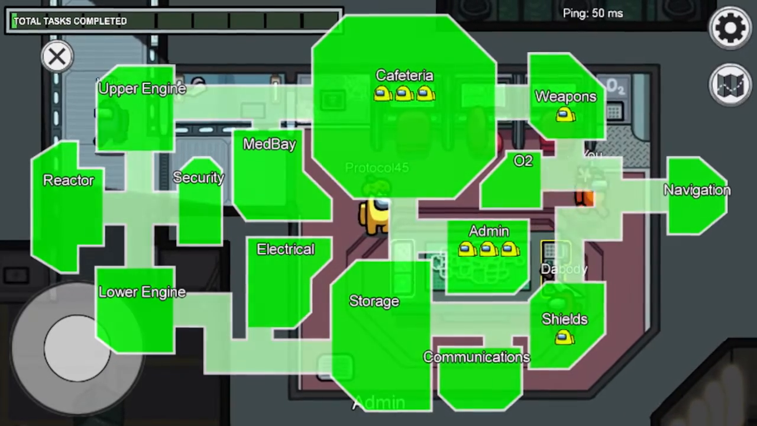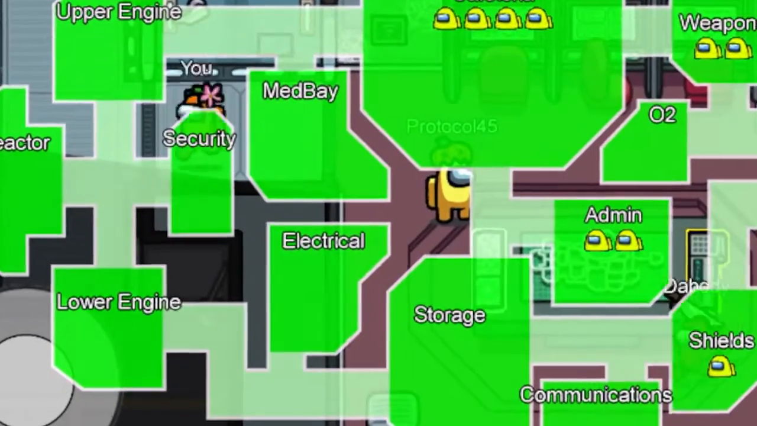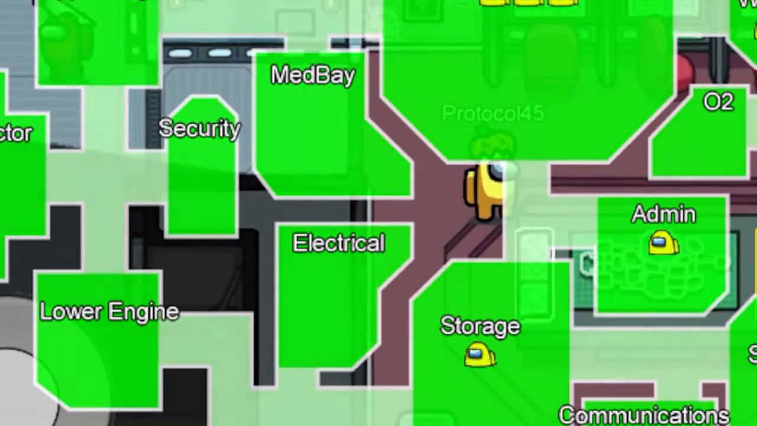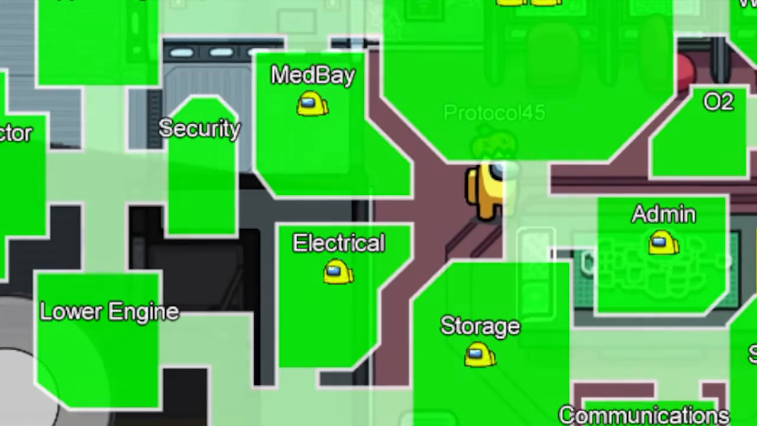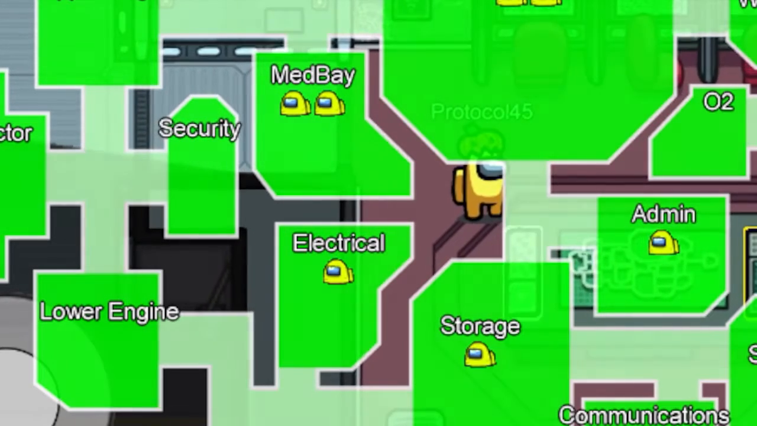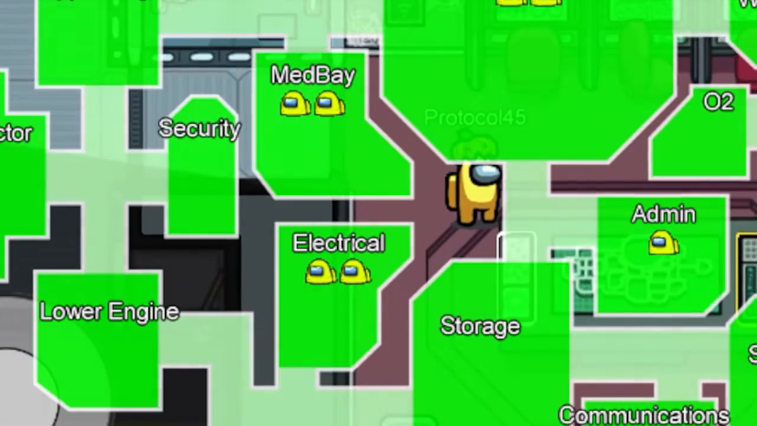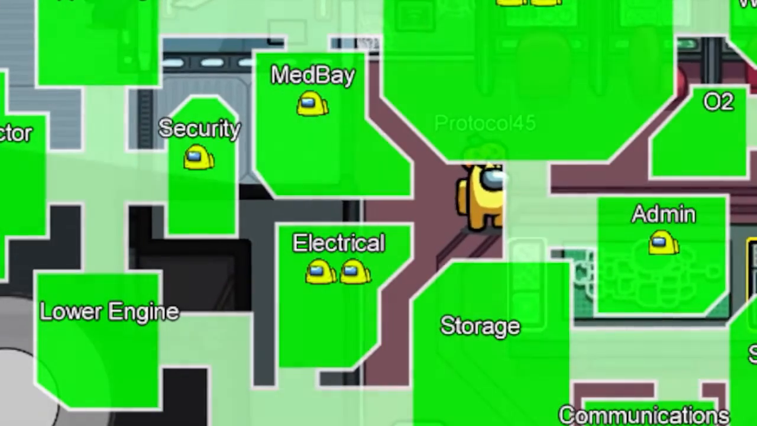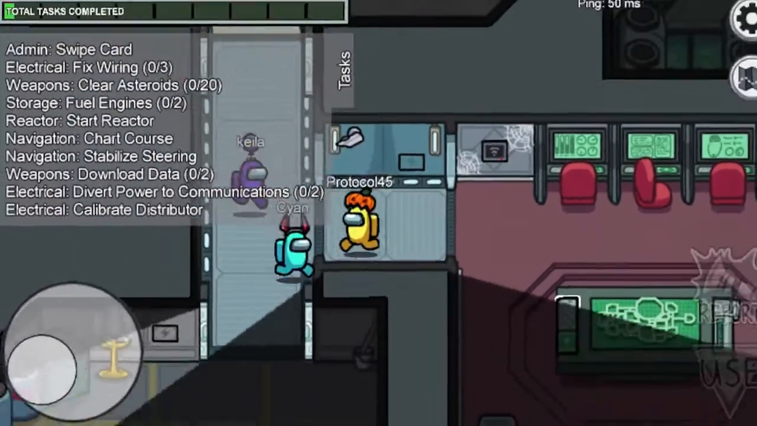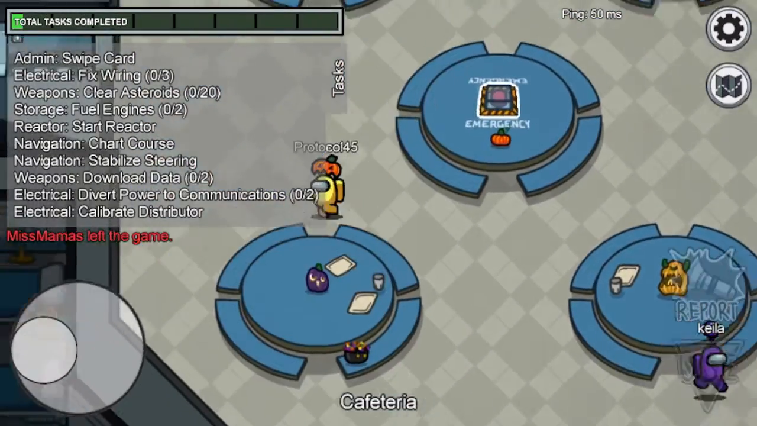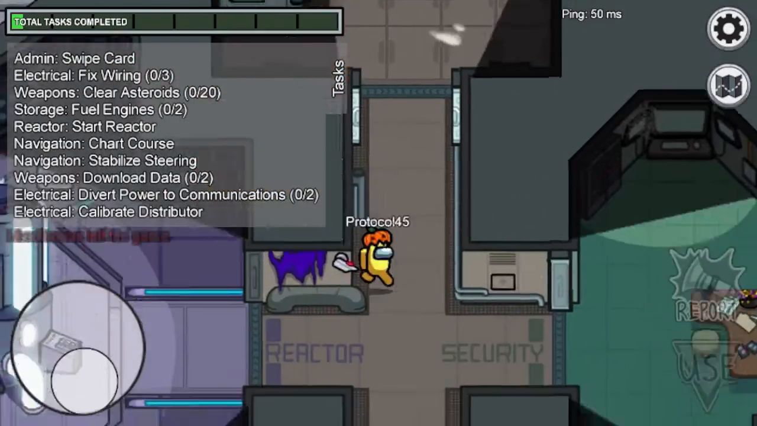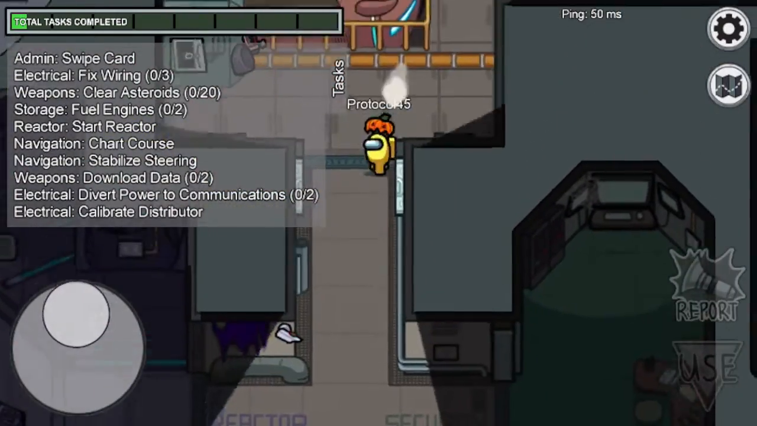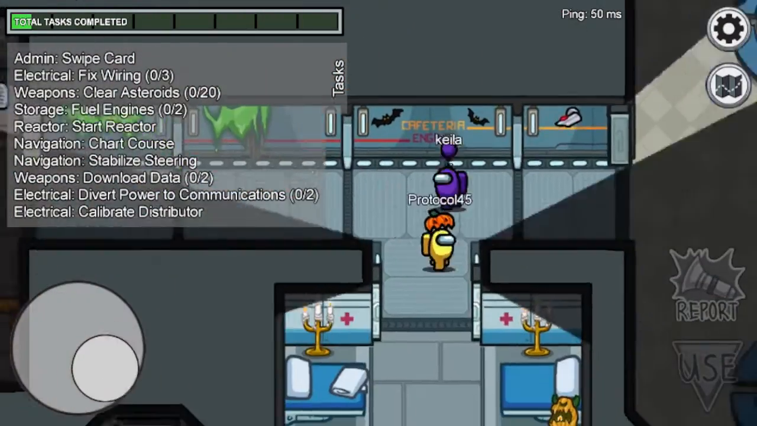But the main area that you want to look for is on the left side of the map between security, medbay, and electrical, because most of the time people are killed in electrical and medbay. But in this situation, someone was just killed in medbay and the imposter vented to security. So what you want to do is run past the body in medbay and go to security, because the imposters in security, they always just go to the cameras.